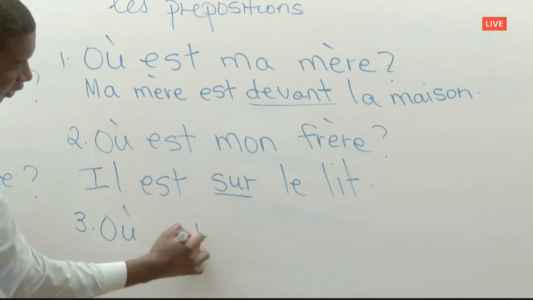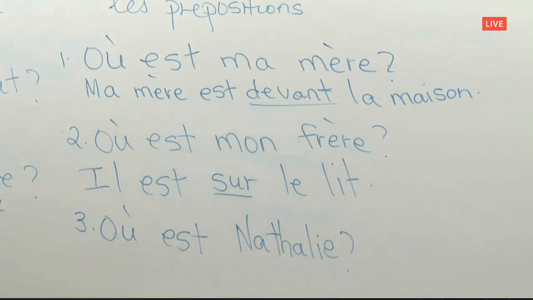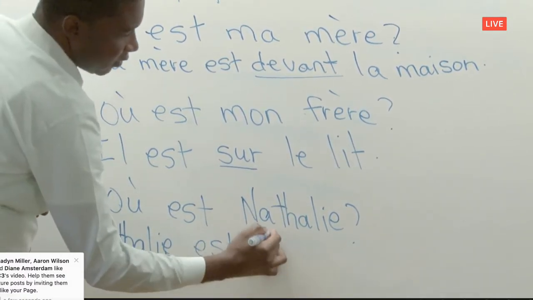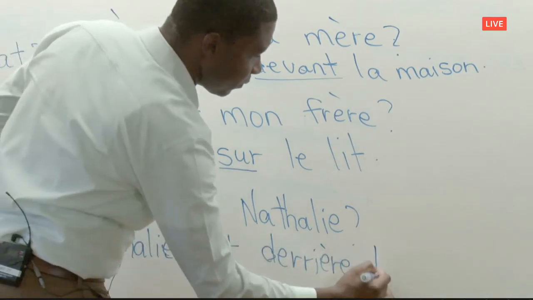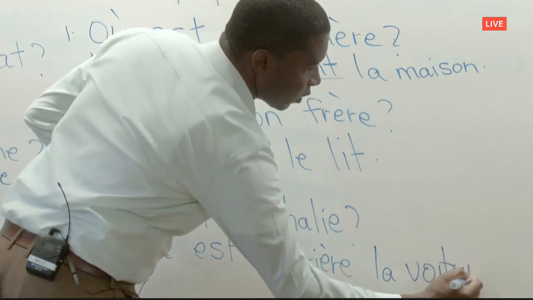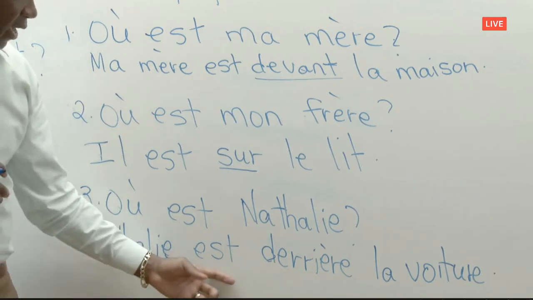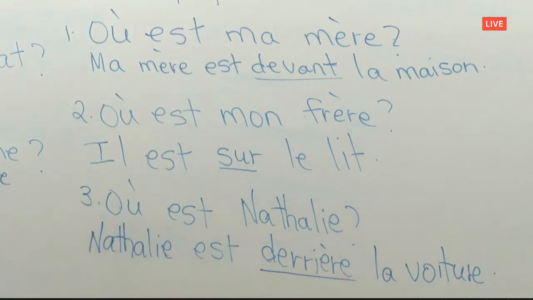Où est Nathalie? Where is Nathalie? Nathalie est derrière la voiture. Nathalie is behind the car. And we have our preposition here. Nathalie est derrière la voiture.